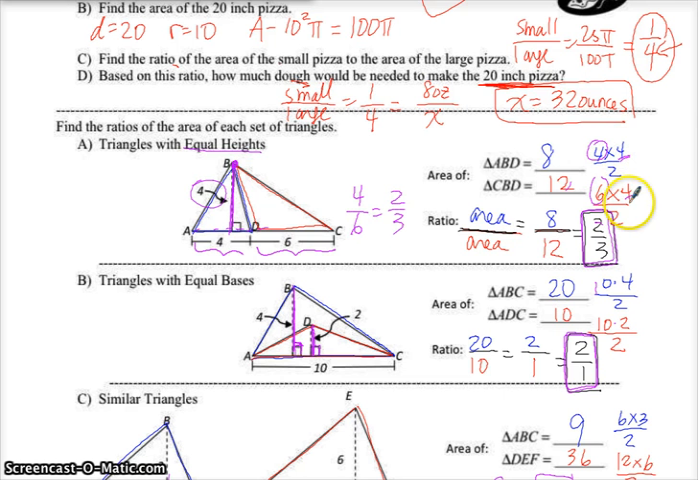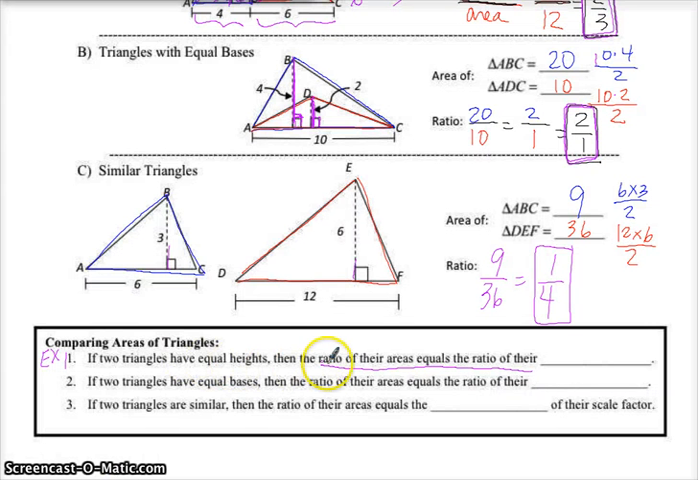They obviously have the same height, so these numbers are the same, but look at the other two numbers, their bases. So if two triangles have equal heights, then the ratio of their areas equals the ratio of their bases, the base of each triangle.